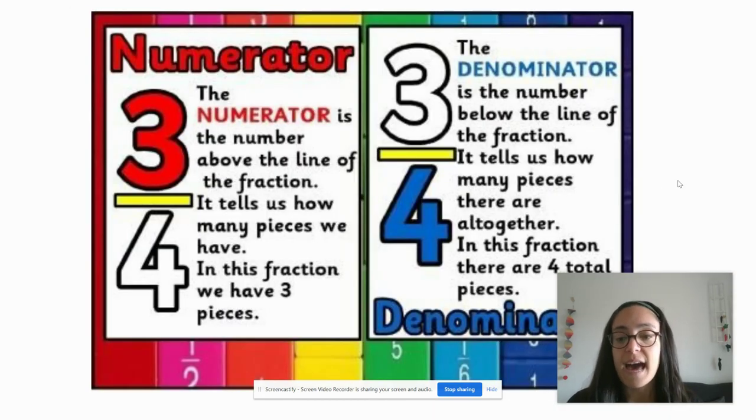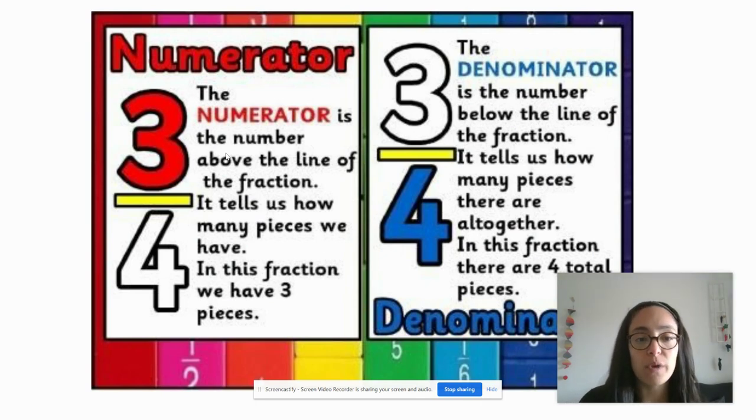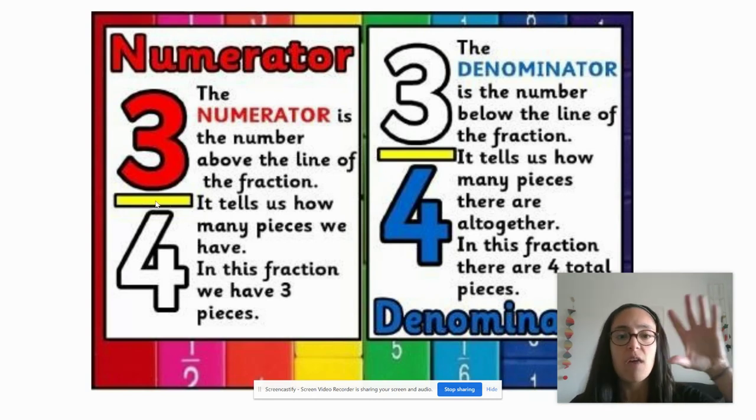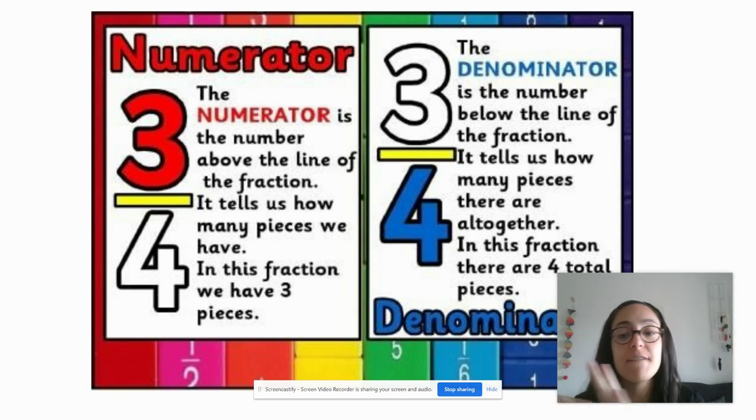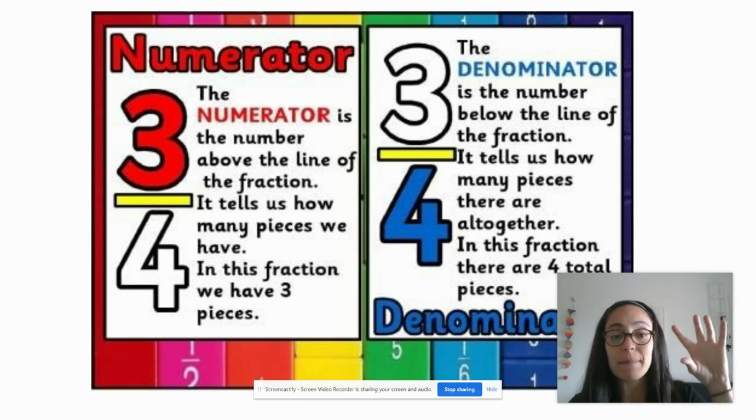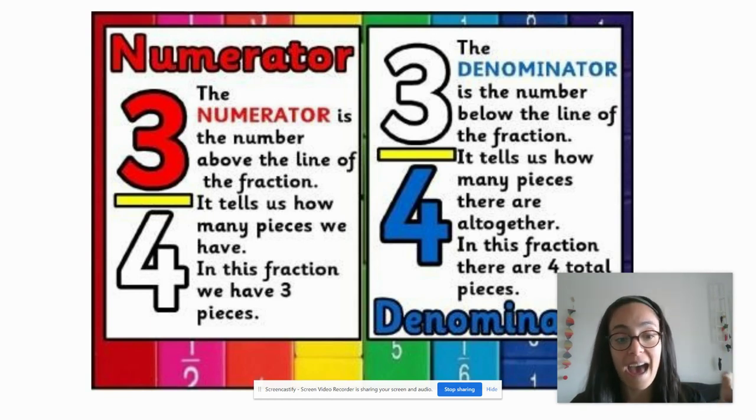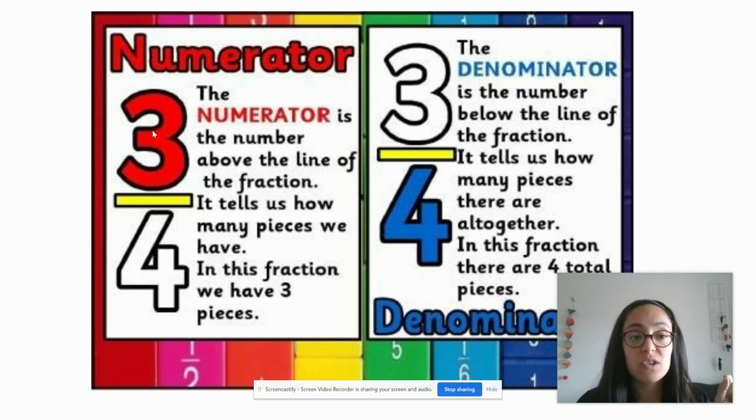This is something that is really important to remember. So our numerator is the number above this line. See how there's this little line that separates two numbers? The one on the top is called the numerator. This is very important to remember because it tells you how many pieces you have. So this tells you the number of pieces that are shaded in or the number of pieces that you have.